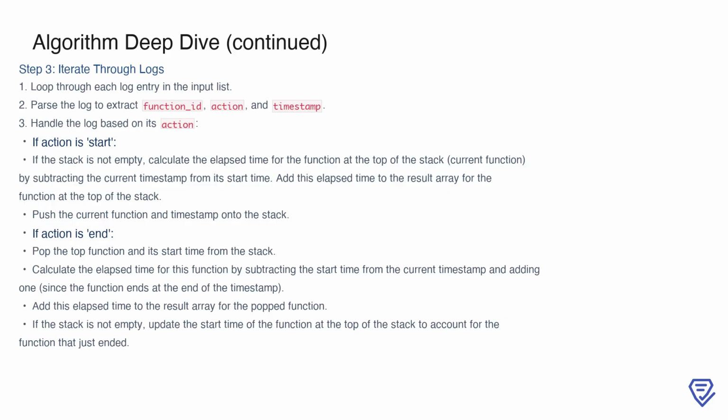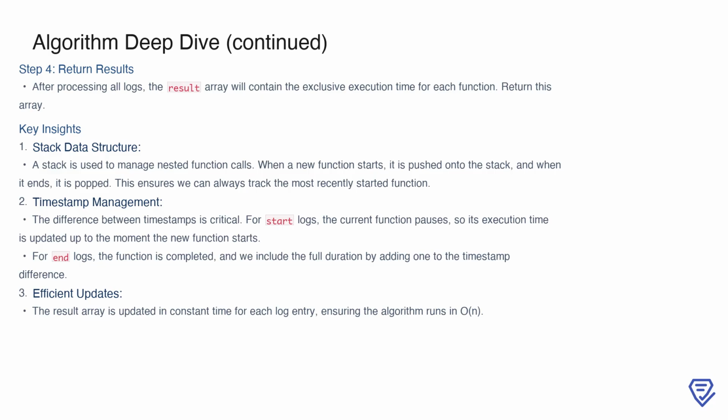On the other hand, when we encounter an end action, we pop the top function and its start time from the stack. The exclusive time for this function is calculated by subtracting the start time from the current timestamp and adding 1, as the function ends at the end of the timestamp. This time is added to the result array for the popped function. If the stack is not empty after the pop, we also adjust the start time of the next function on the stack to ensure it excludes the time spent in the just ended function. This step-by-step processing ensures that we correctly compute the exclusive execution time for all functions. Once all logs have been processed, the result array will contain the exclusive execution time for each function. This array is then returned as the final output.